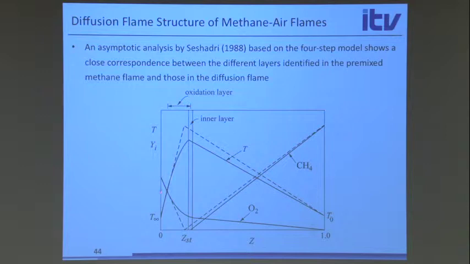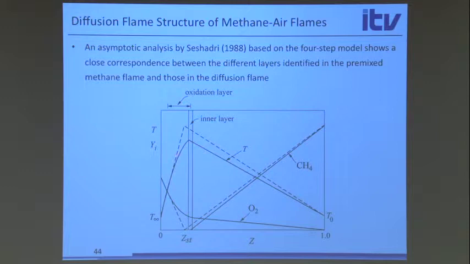Okay, so if we look then at the asymptotic structure that was derived for methane flames by Seshadri, there's a reaction zone again, and there's an outer structure. The outer structure is governed by the Burke-Schumann solution. And then the inner layer solution gives a departure from that. What's interesting is if we look at the two different solutions, it turns out that the rich side corresponds to the preheat region in the premixed flame. The inner layer is the same. That corresponds to the inner layer also in the preheat region. And the oxidation layer in the premixed flame is this lean region here for the non-premixed flame.